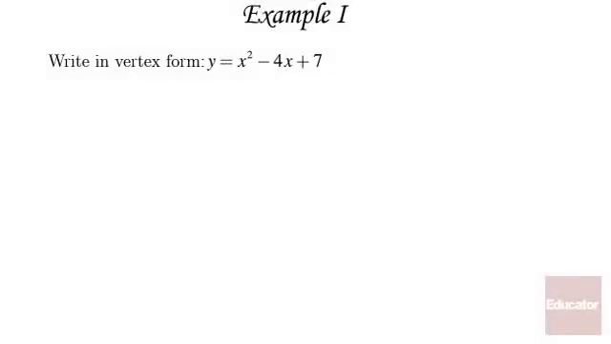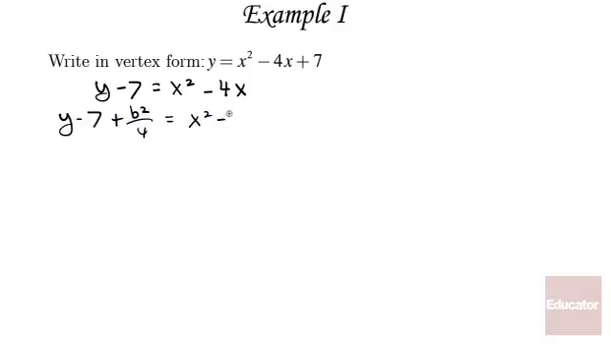Okay, practicing this with some examples. Here I'm given a quadratic equation in standard form and I'm asked to write it in vertex form. Remember that the first step is to isolate the x variable. So I'm going to do that by subtracting 7 from both sides. Okay, so I have y minus 7 equals x squared minus 4x. Next, I'm going to complete the square, and remember you do that by adding b squared over 4 to both sides.